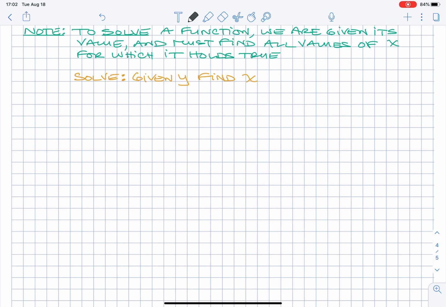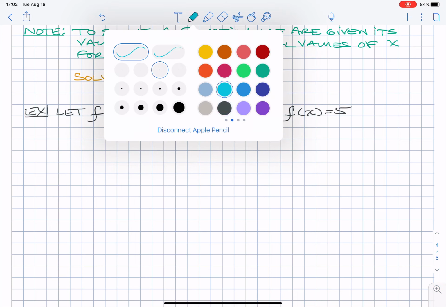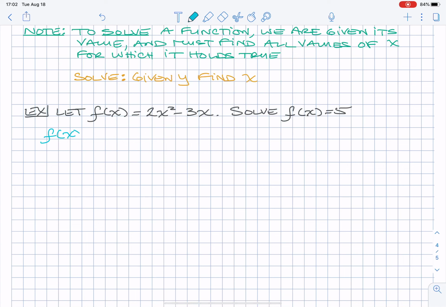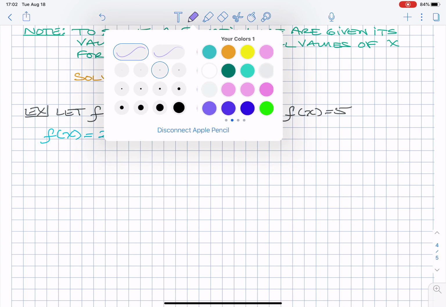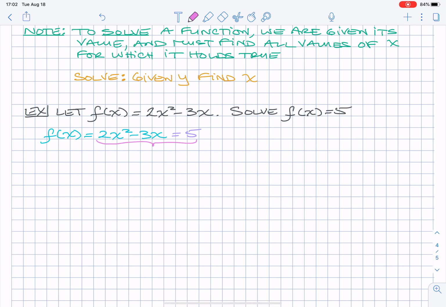So for example, let's let f of x be equal to 2x squared minus 3x. Solve f of x equal to 5. Okay, so if we have that f of x is equal to 2x squared minus 3x, and we want that this is equal to 5, then we focus on this portion of the equation. So we have 2x squared minus 3x is equal to 5.